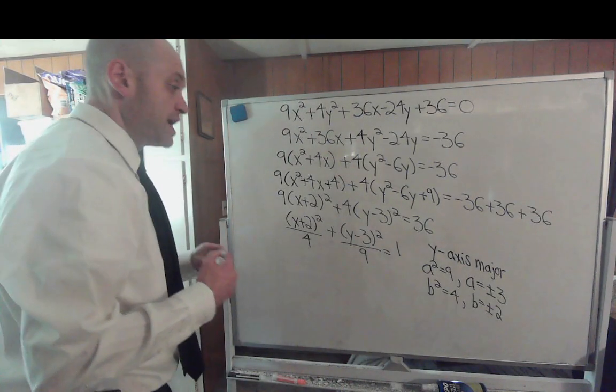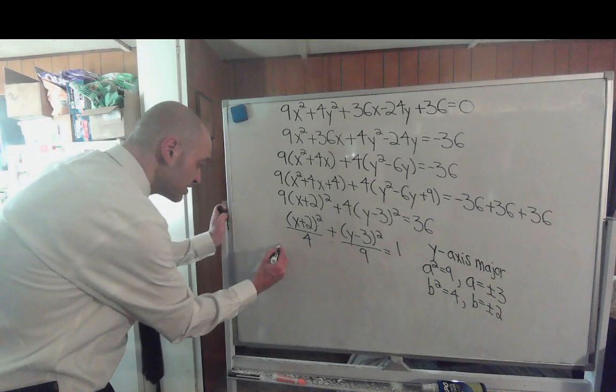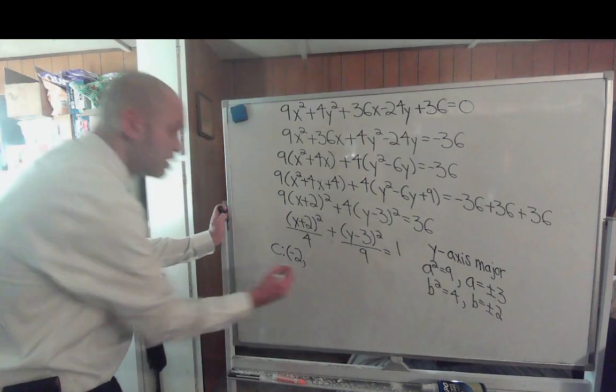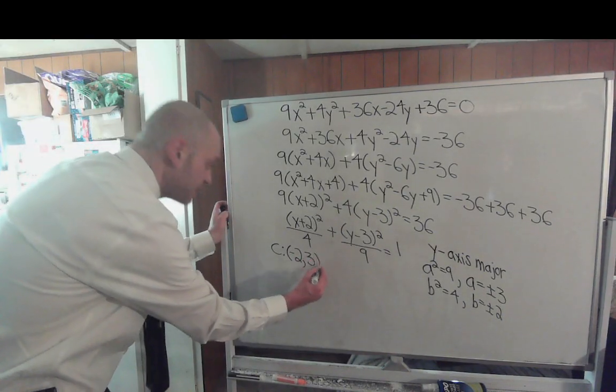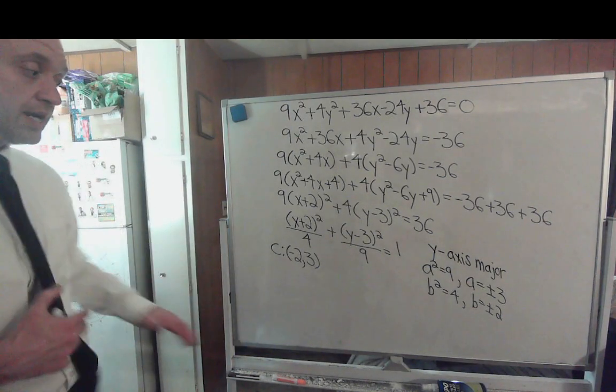Okay, so let's go ahead and find the center. So x plus 2 equals 0, my x-coordinate would be negative 2. And then y minus 3 equals 0, my y-coordinate would be 3. So the center of this ellipse is going to be at negative 2, 3.